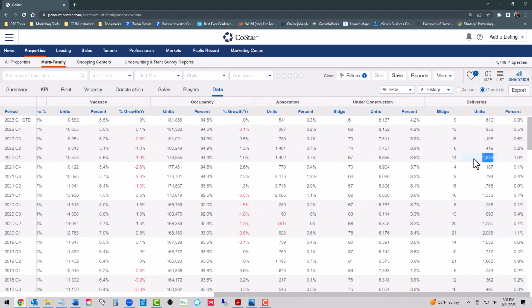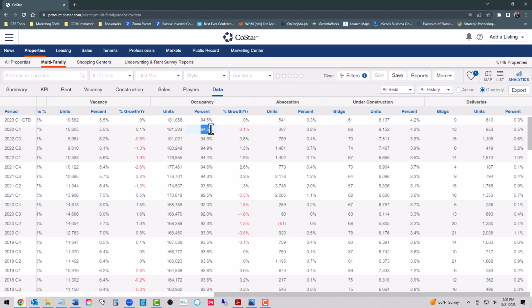We had 1,873 deliver in the first quarter and 1,402 absorb. So pretty decent absorption, somewhere between 75 and 80%. So not bad there. Then, as with the other ones, we got 3 times the absorption, 419 deliver and 1,401 absorb. So 3 times more than delivered. Then 1,108 delivered and 789 absorbed. So we had that slow down once again. Then 953 deliver and 307 absorb. So pretty big slowdown between the third and fourth quarter, yet the rent stayed pretty stabilized.